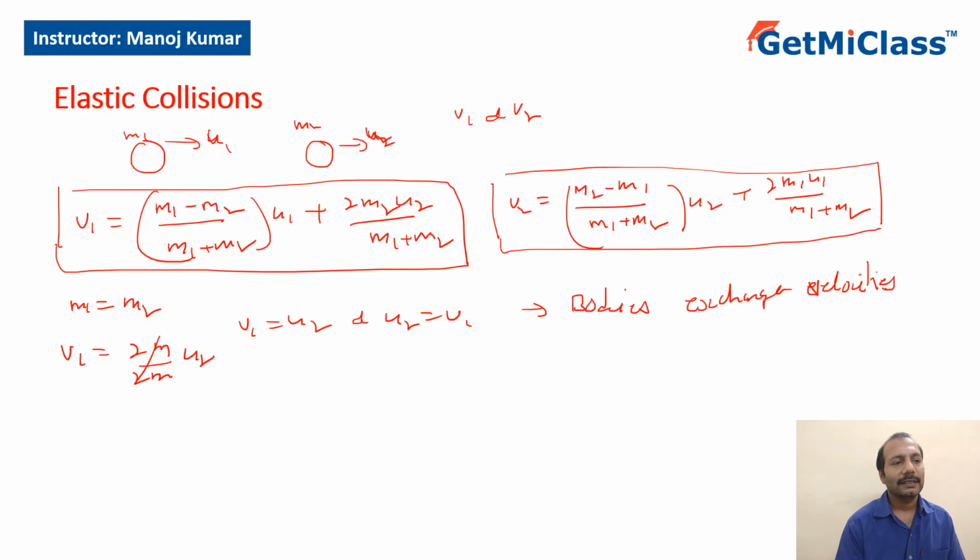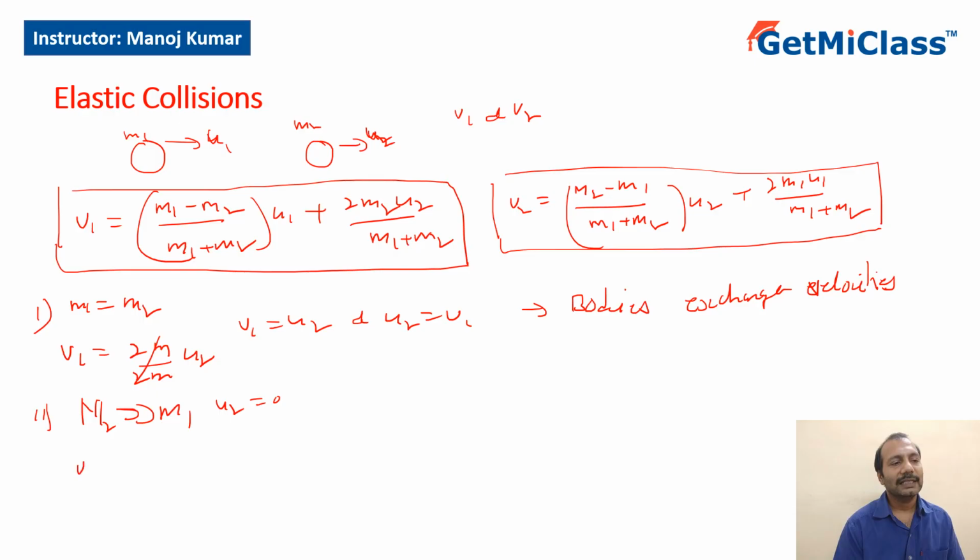The next thing, this is case 1. Now case 2, let's say we have m2 is very much greater than m1, right? And is at rest. That means you are throwing a ball towards a wall. The wall doesn't move, but then what will happen to velocity of the ball?